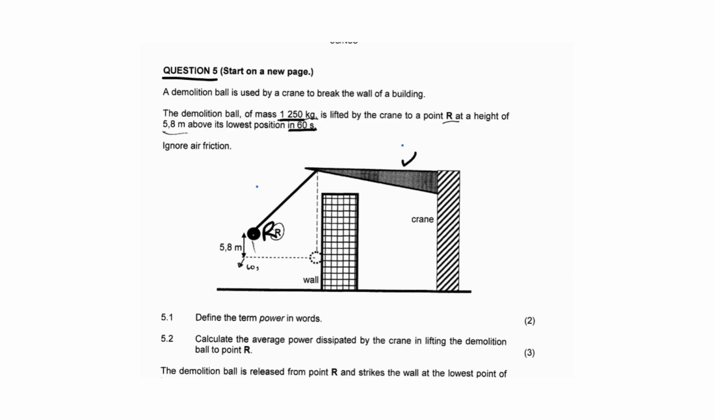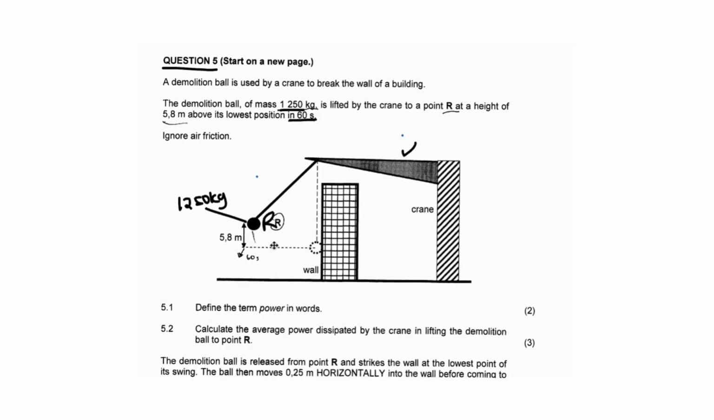The mass of this ball is 1,250 kg, and it is at this point R, which is 5.8 meters away from its lowest resting point. The first question is define power in words for 2 marks, and I'm not gonna write it, I'm gonna say it by mouth.